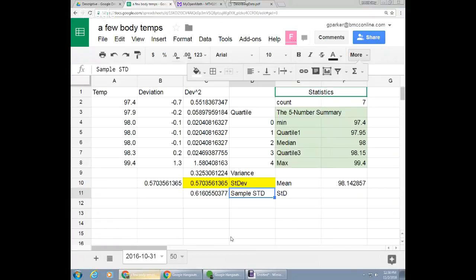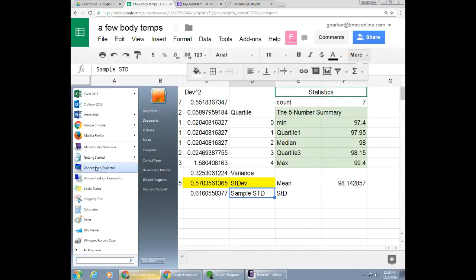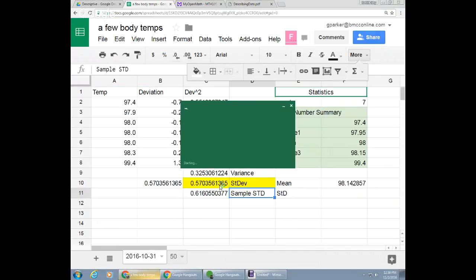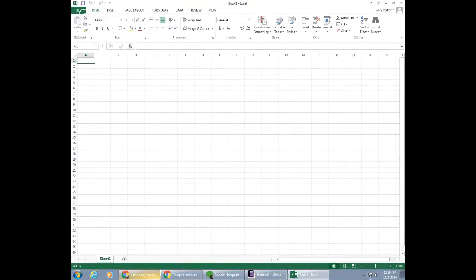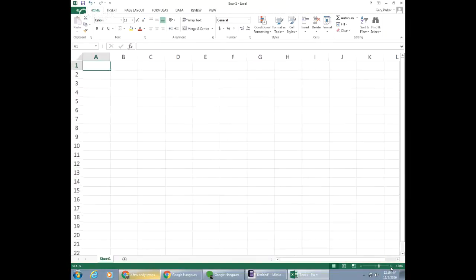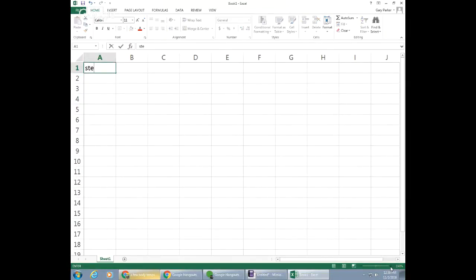Excel is slightly different. So if I bring up Excel, for those Excel people here, blow it up. STD, I forgot to type equals, STD. So they have a bunch of issues. They put dots on theirs. So they have an STDEVA, which is just like the one in Sheets.